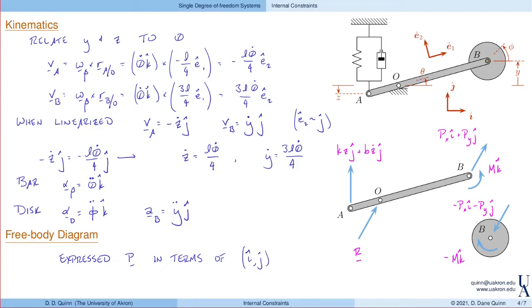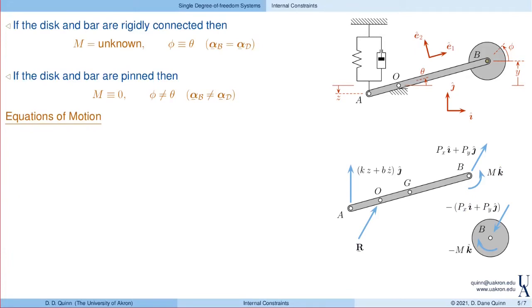Just to review, this connection between the disk and the bar, if it's rigid, then the moment is unknown, right? It's one of the things that we have to solve for. But in that case, we do have a constraint equation between the rotation of the disk and the rotation of the bar. Namely, those angles have to be the same. So, in fact, the angular acceleration of the bar and the disk are identical.